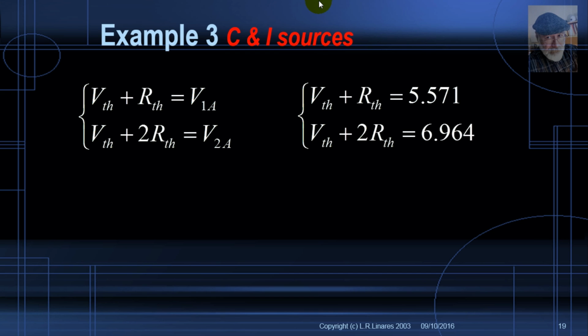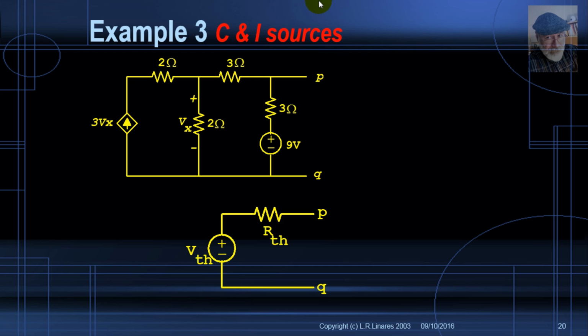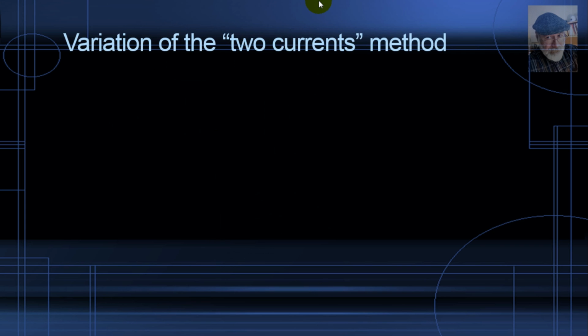Those are the equations, right? And the solution is 4.178 volts and 1.393 ohms. That is the equivalent Thevenin Helmholtz circuit for that network.